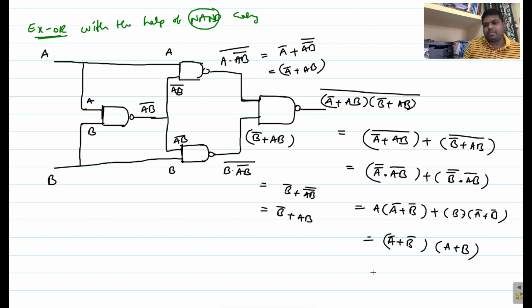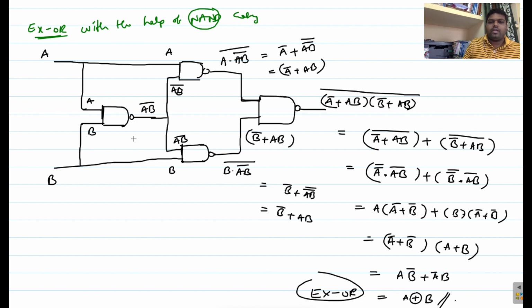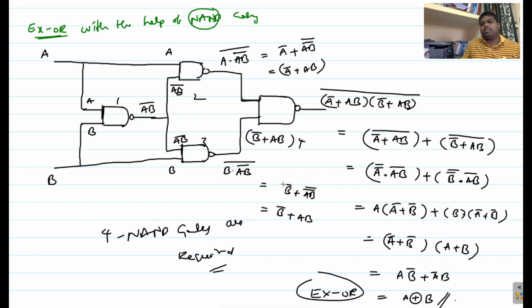So if you simplify these two, you will get A B bar plus A bar B. So this equals what? A XOR B. So in order to implement this XOR logic, we require 1, 2, 3, 4. 4 NAND gates are required. Okay. So this is the implementation part. With the help of 4 NAND gates, we are able to implement this XOR logic.